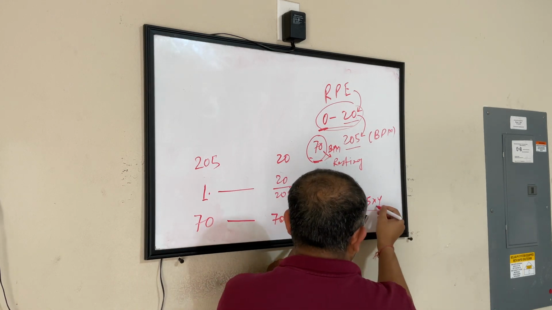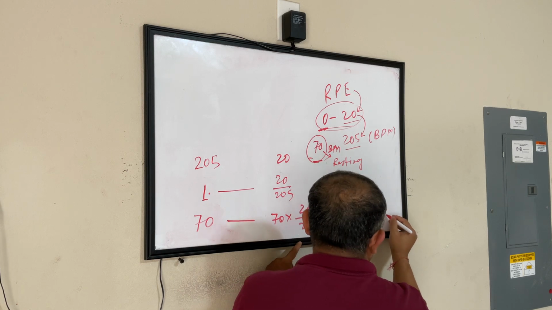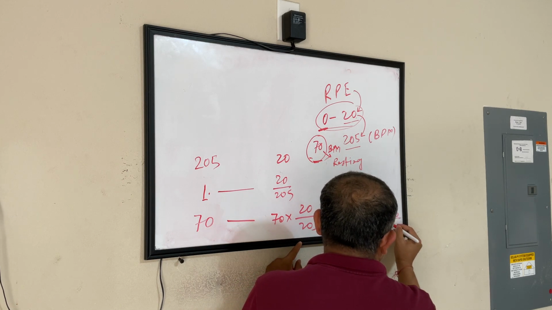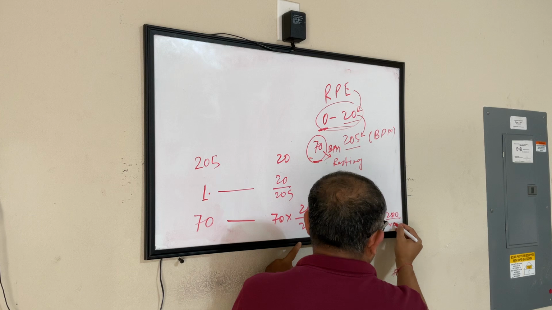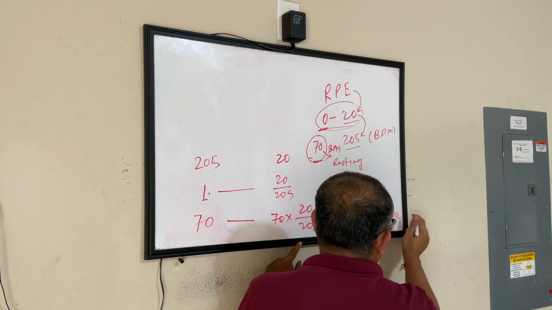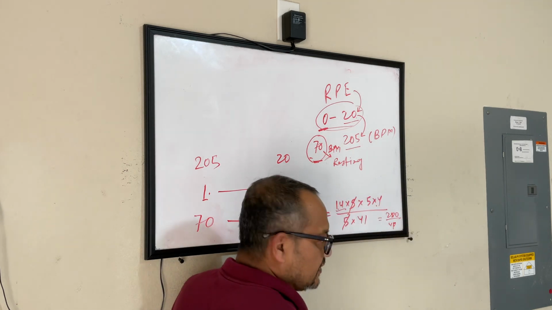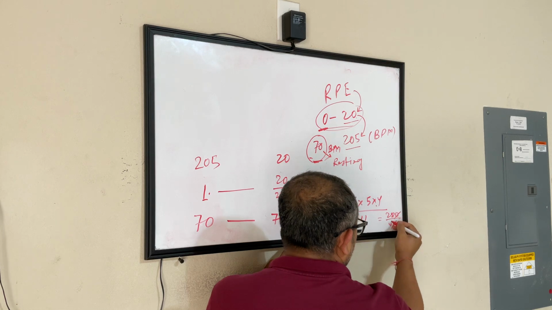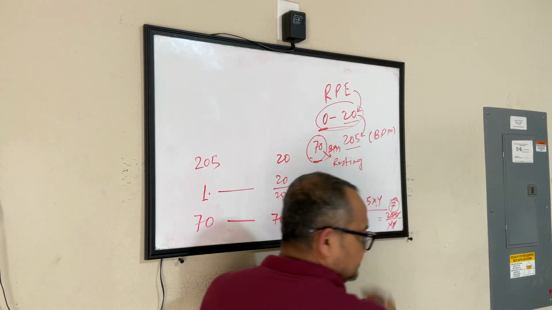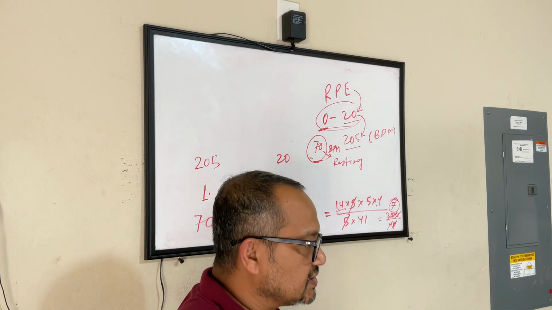So 20 into 14 is 280 by 41. I will just round 41 to 40, just to make my life easier. I can do one more tic-tac-toe. It's approximately 7. So yeah, 7 was the right answer.